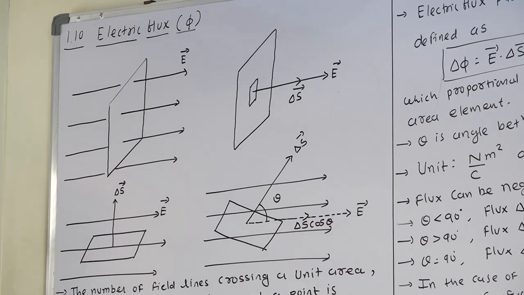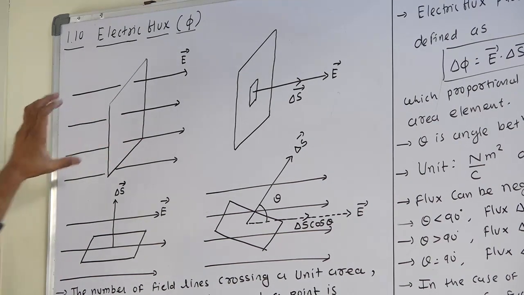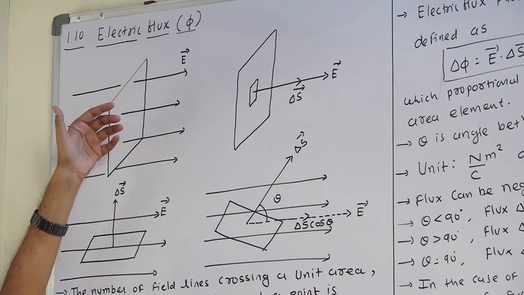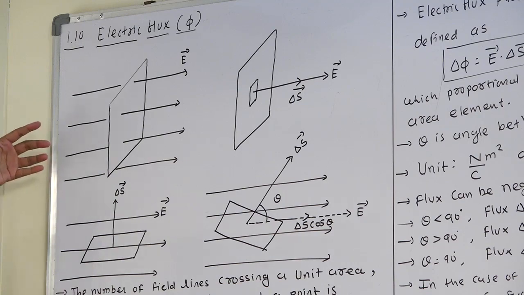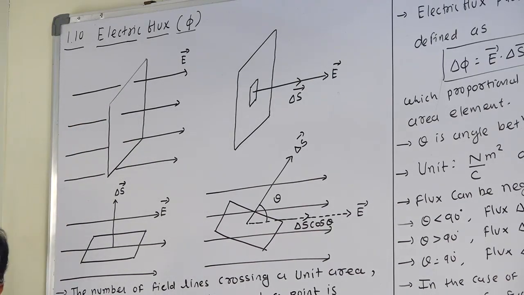In this uniform electric field, we place a plane normal to the field. Then all these field lines are linked with the plane, passing through it. When the field lines pass through the plane, that means there is an electric flux. If electric field lines pass through the plane, it is called electric flux. But if magnetic field lines pass through the plane, it is called magnetic flux. Right now, the electric field lines are passing through the plane, so it is electric flux.